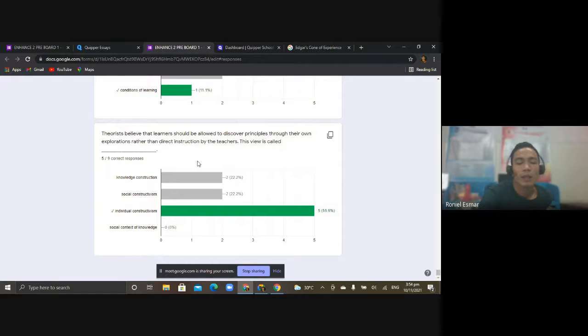In order for them to develop their own principles, they'll be exploring their environment on their own, without the help of any possible social interactions, without the help of other peers or other expert individuals. So we shouldn't use social constructivism as our answer for this item. It should be individual constructivism. Each learner will be developing their own principles, not through direct instructions. That's why the correct answer for this is individual constructivism.